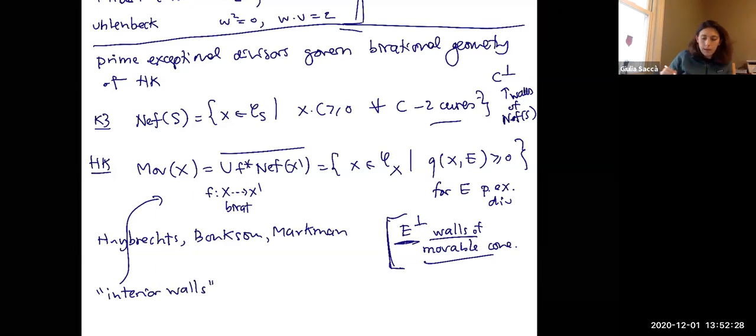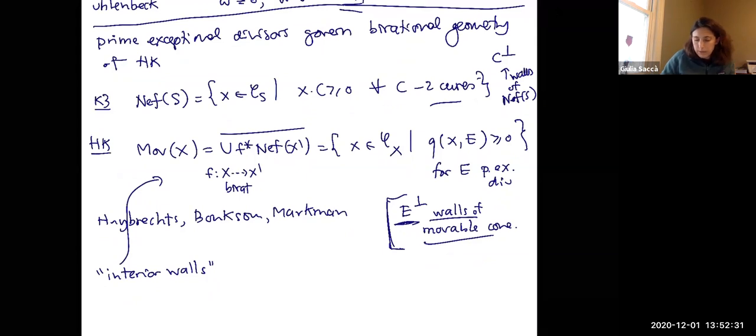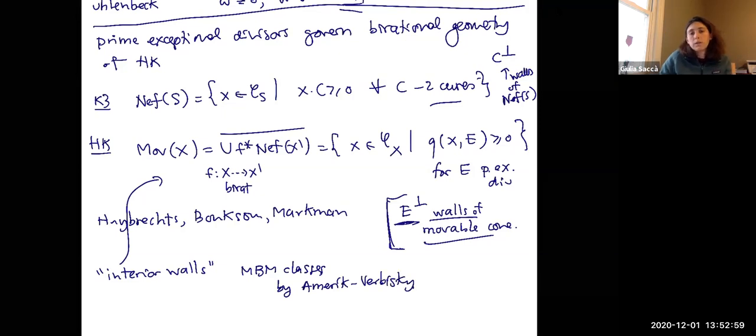And this is where this paper of Bayer, Hassett, and Tschinkel comes in, about which I'm going to say something, maybe for K3^[n] type, next time. And here I should also mention the words MBM classes, by Amerik and Verbitsky. Roughly speaking, these correspond to rational classes that correspond to extremal rays corresponding to birational maps of this form. So maybe I'm going to say something later.